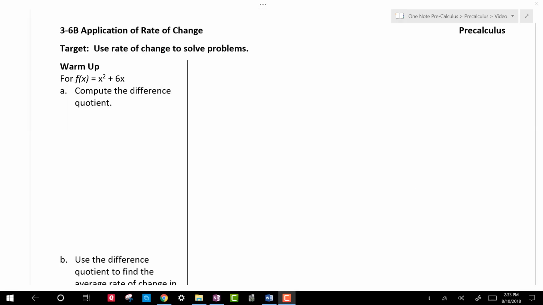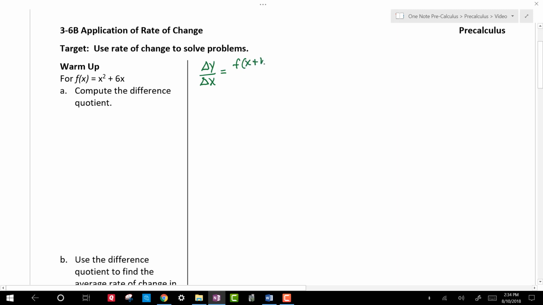Right, so we're going to talk about difference quotient and rate of change again today. The warm up here says compute the difference quotient. If you remember from yesterday, our difference quotient is what we call delta y over delta x. That's a change in y over the change in x. And really all this is a slope formula, but it's just doing it in a different fashion.